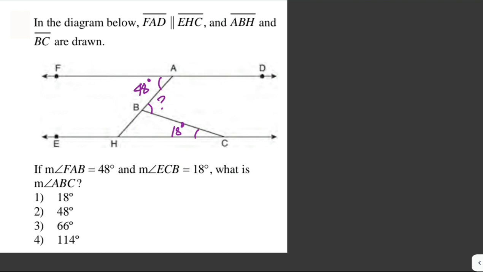Okay, since it is stated here that FAD is parallel to EHC and is cut by a transversal ABH, that means this angle here is congruent to this angle. So that means this is also 48 degrees. So they are alternating angles. And this forms a triangle. Since we are given the measure of the two angles in this triangle, we can solve for the other angle, this one.